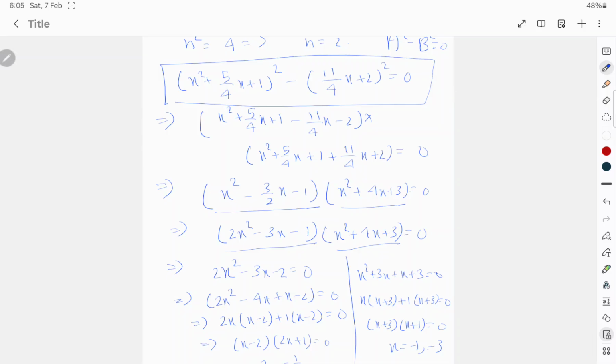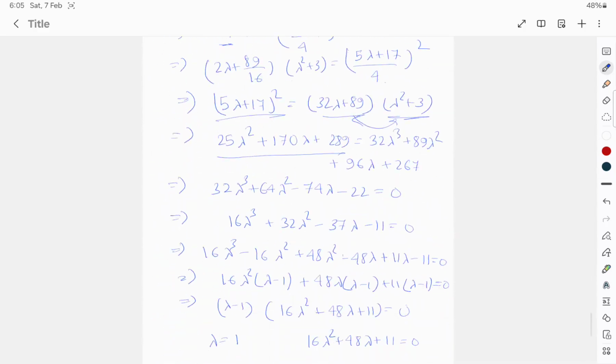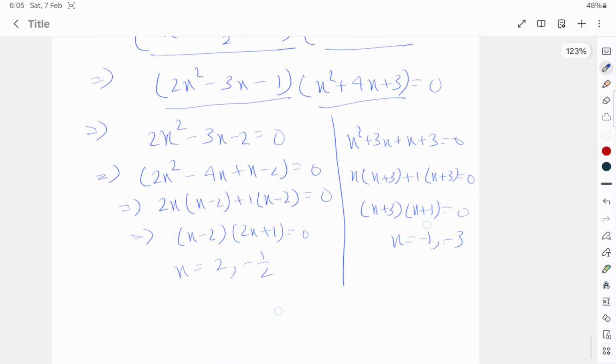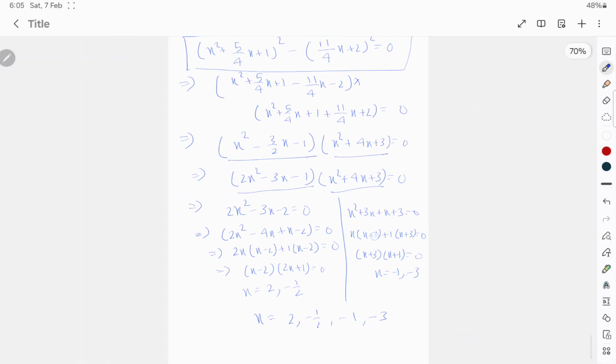Now after this, what you have is 2x square minus 3x minus 2. From there you are getting 2x into x minus 2 into 1 into x minus 2. You just do the middle term factorization, you will get the roots. That's it. So you are getting the roots here: 2, minus half, minus 1 and minus 3. So these are the 4 roots.